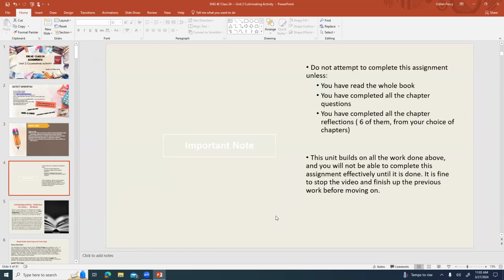Okay. Don't go forward with this assignment unless you've read the entire book and you've completed all the chapter questions. Each chapter has a bunch of questions to answer, and you've completed all the chapter reflections. Remember that you have to do 6 of them from your choice of chapters. This unit, what we're doing today, builds on all the work that you've done above. If you haven't completed those assignments, it's not going to be very easy to do this particular assignment, which is sort of a retrospective on everything we've read. It's totally fine to stop the video and finish up all the previous work before moving on, because you really will need it to be able to do this.